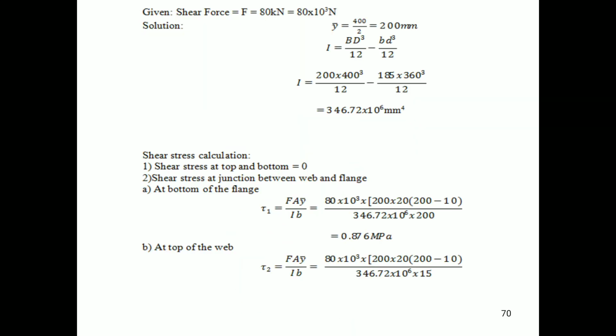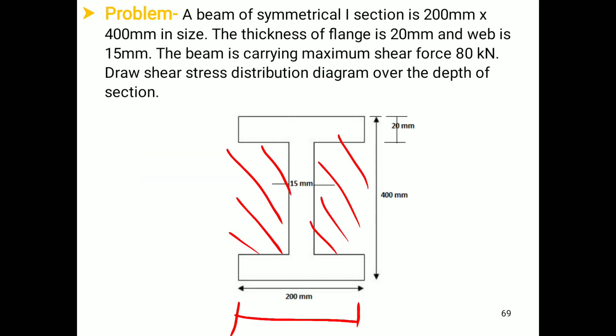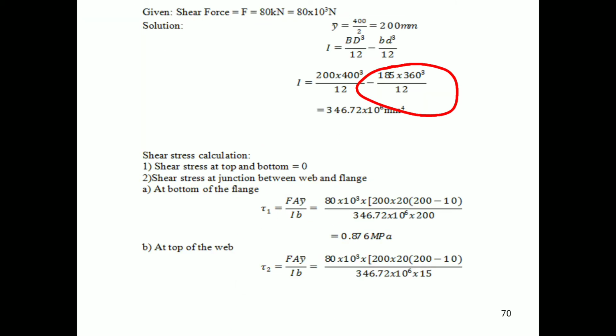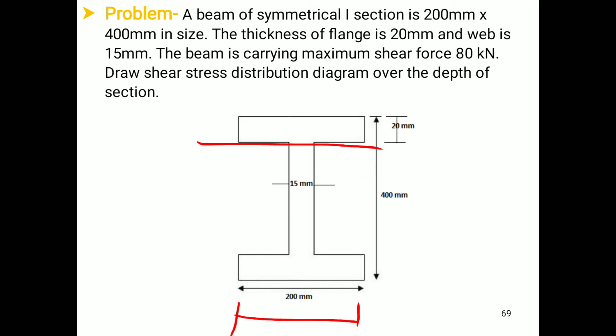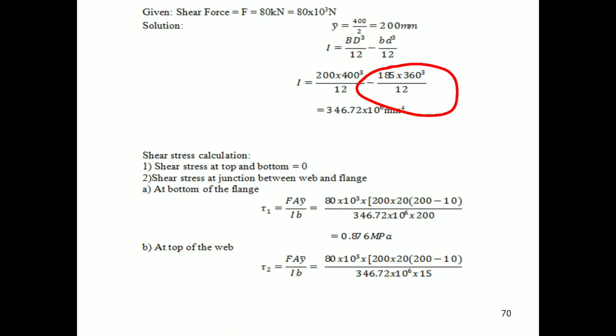So 185 cube divided by 12 into 360 cube. We have 360 from this equation. 360 is this depth only, and that we have from 400 minus this 20 plus this 20. So 400 minus 40 will become 360. So we have depth is equal to 360.